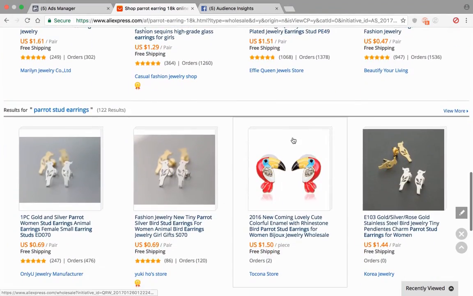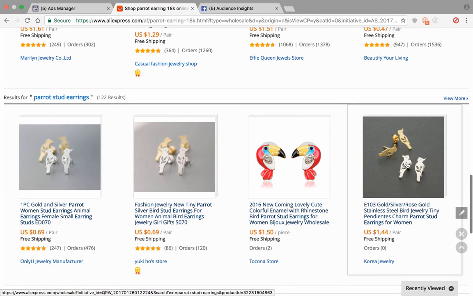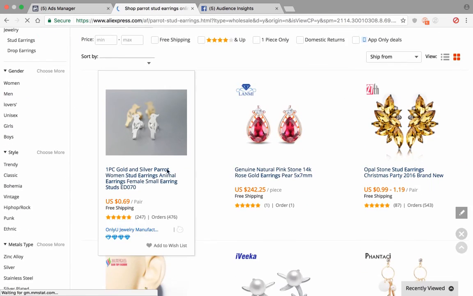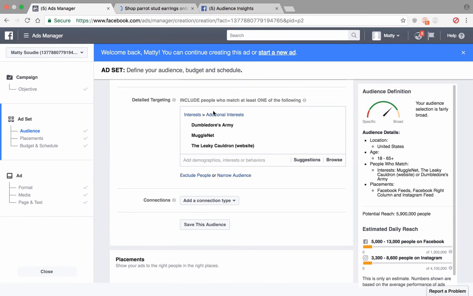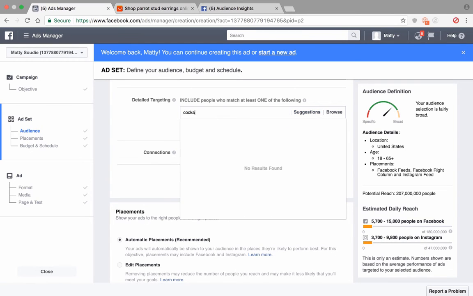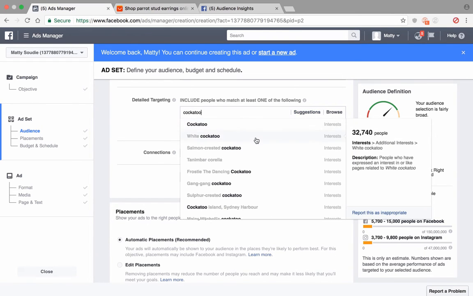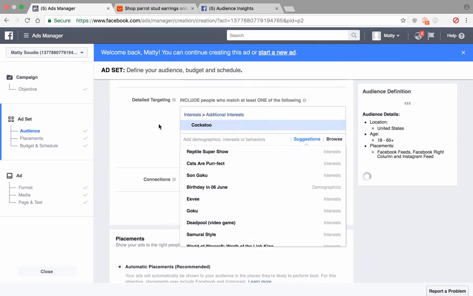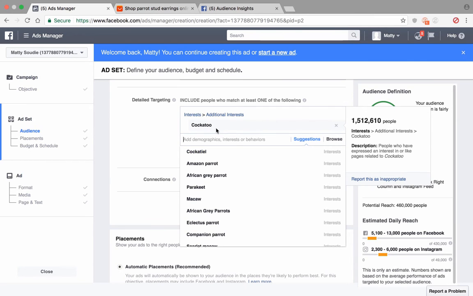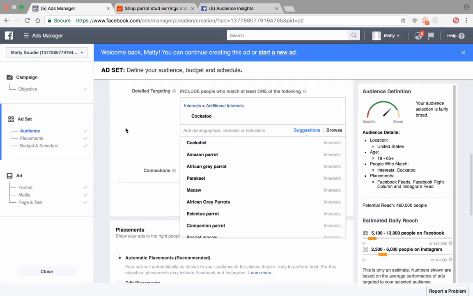What do we have here? So these are pretty cool cockatoo type earrings, and you can see it's had some orders. So all right, let's try and go for these. So if we were to advertise to this kind of niche, who would we want to advertise to? Would you reckon this would be a good interest? Cockatoo, maybe white cockatoo. Maybe, but people that are connected to that, maybe they're just people that like cockatoos, that's a really broad interest. Usually one word interests are pretty broad, right?